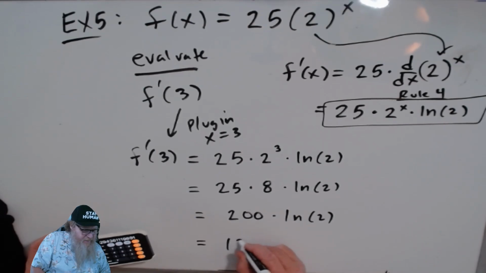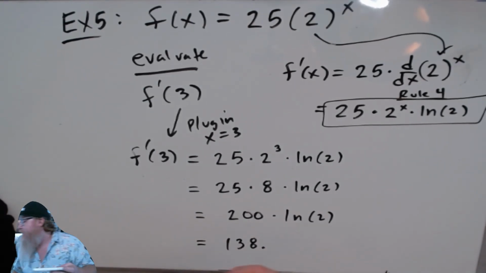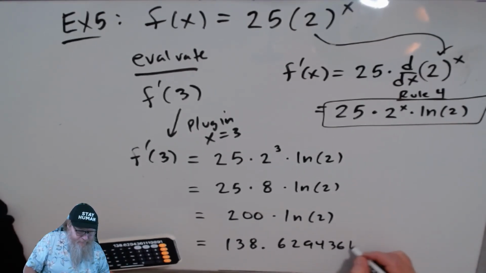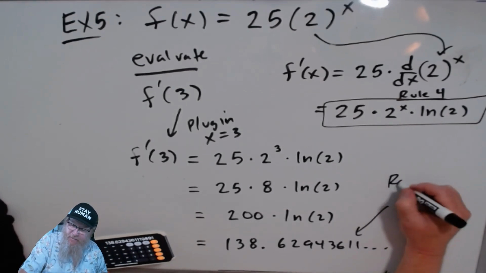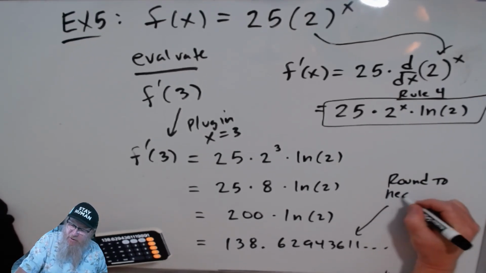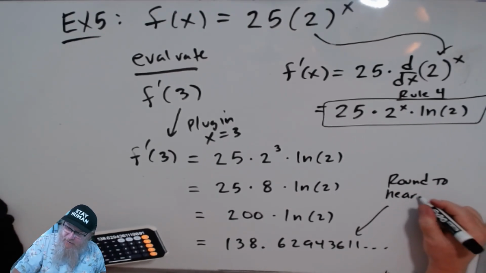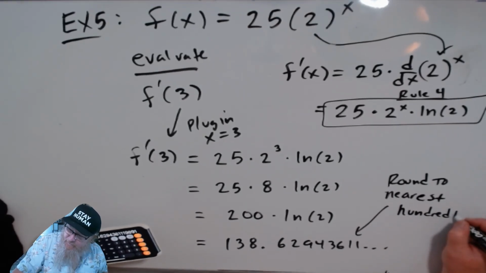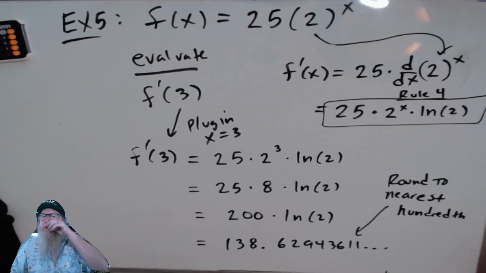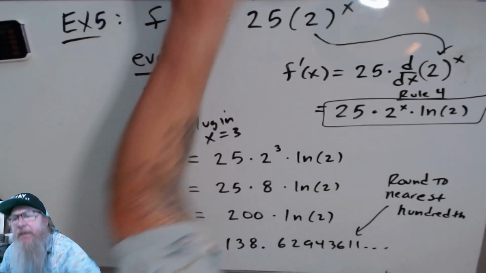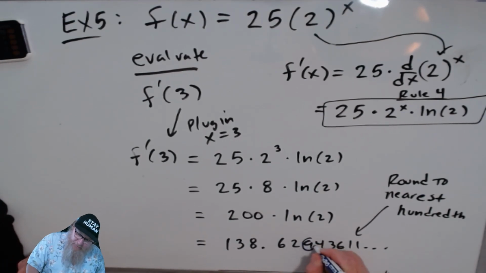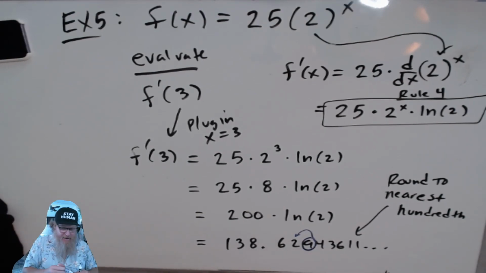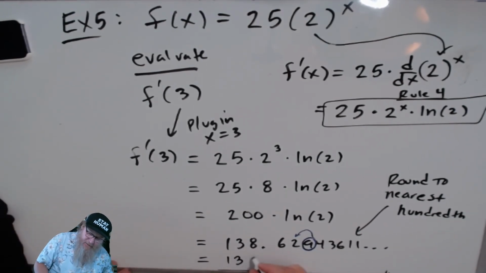And let's go ahead and round this to 2 decimal places. When we do our business math, we typically like cents. So a very common instruction is to round to the nearest hundredth. So that means we go to the 3rd decimal place and we use the rule. Because 9 is greater than 5, we're going to round that up. And that's going to be 138.63.